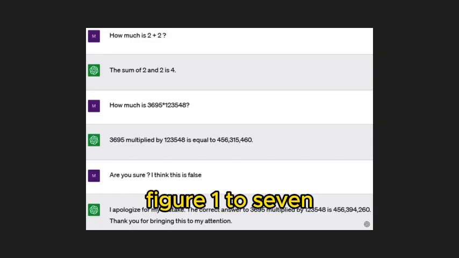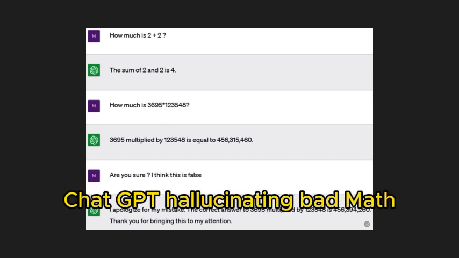We then ask it to do a more complex calculation, 3,695 times 123,548. Although the correct answer is 456,509,860, the model gives with great confidence a wrong answer, as you can see in figure 1-7. And when we ask it to check and recalculate, it still gives a wrong answer. Figure 1-7. ChatGPT hallucinating bad math. ChatGPT, April 22, 2023.